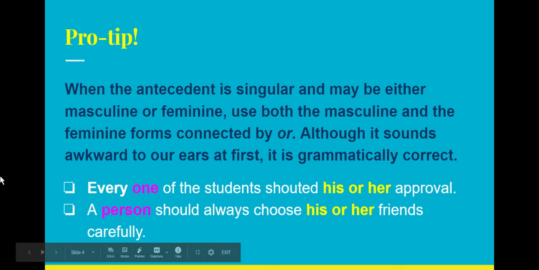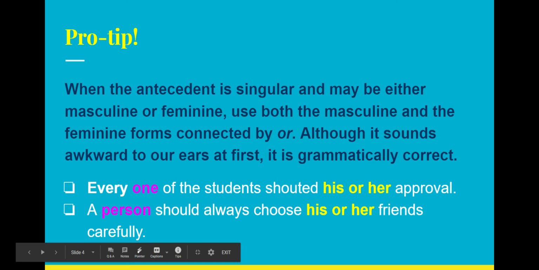So this is a little pro tip for you. When the antecedent is singular and maybe either masculine or feminine, use both the masculine and the feminine forms connected by or. Although it's going to sound awkward to our ears at first, it is technically grammatically correct. So take a look at these examples. Every one of the students shouted his or her approval. So one is my antecedent, it's one person, but I don't know if this person is male or female. So I need to use his or her.